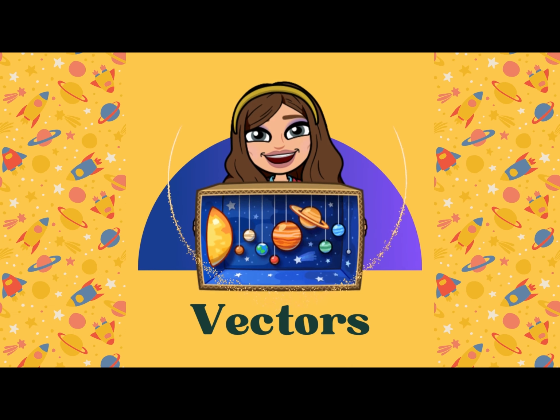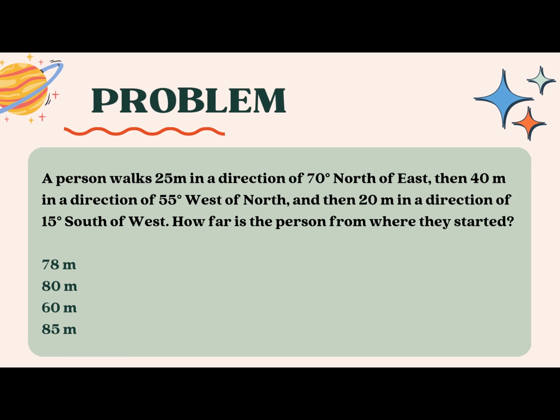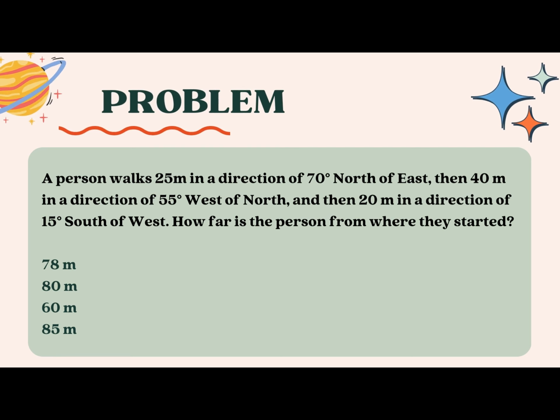This video will be solving a moderately difficult vector problem. So if you solve this one, you should feel pretty good about yourself. So here you're given that the person moves in 3 different directions and you're given the magnitude of each displacement vector. You're given 25 and the direction as well, which is 70 in the first case, 55 and 15. And all of these angles are given in relation to different directions.